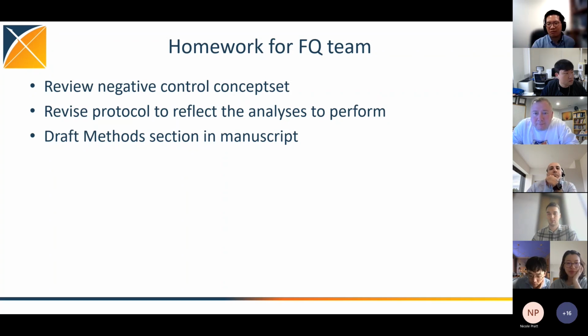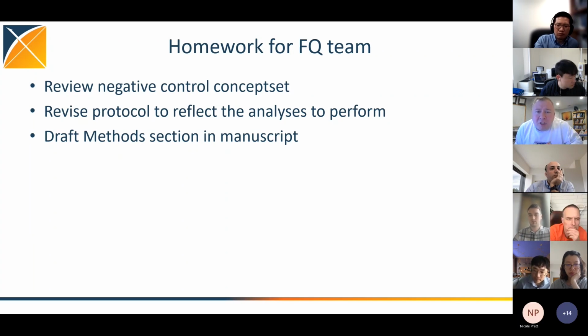How can we reply for the review? How can we respond to the review of negative control outcomes? Should we post some replies in the Teams, or should we revise the concept set in the Atlas? Yeah, that's a good question. So I would suggest that it probably makes sense to make sure the conversation is taking place in the MS Teams environment.